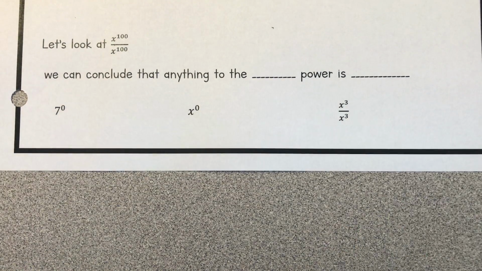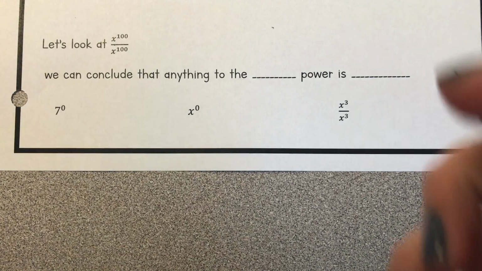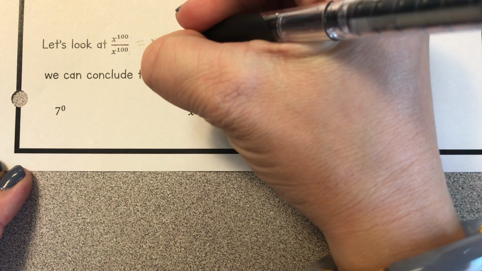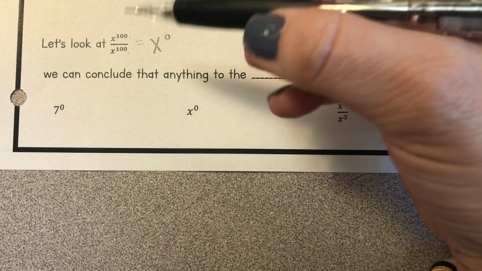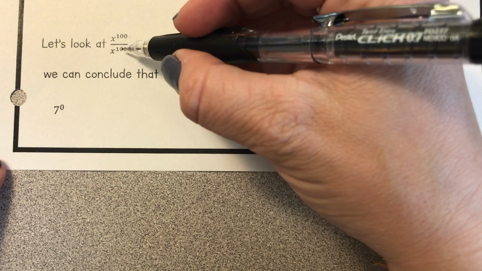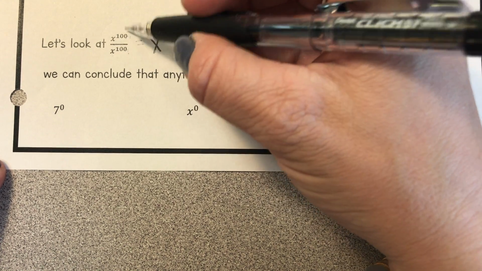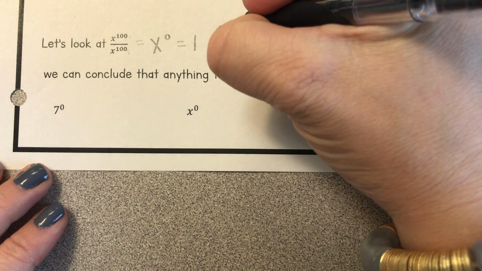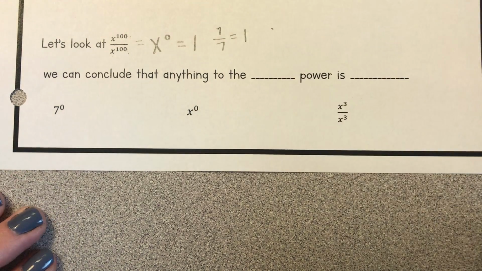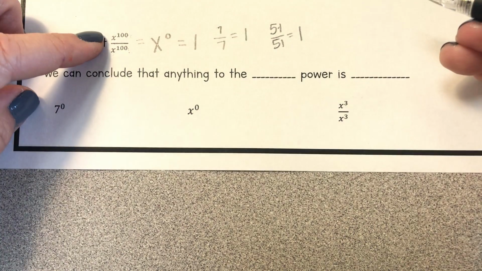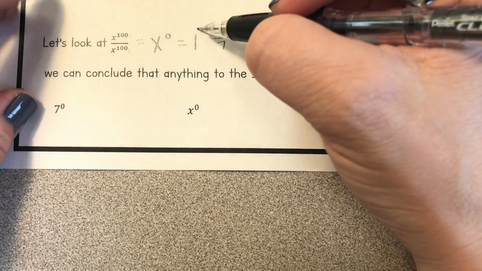Okay, so down here it says let's look at x to the 100th power over x to the 100th power. So what's 100 minus 100? 0. Okay, but what do we know about this? If anything is the same in the numerator and the denominator, x to the 100th power goes into x to the 100th power 1 time. Right? If I said 7 over 7, oh, well, that's 1, right? 51 over 51, oh, that's 1. X to the 100th over x to the 100th is 1.